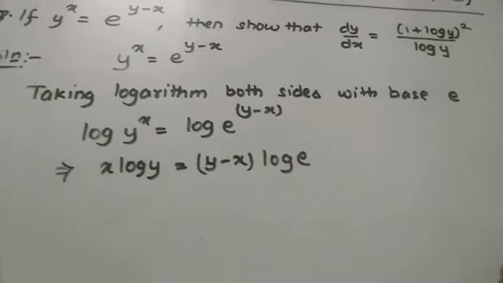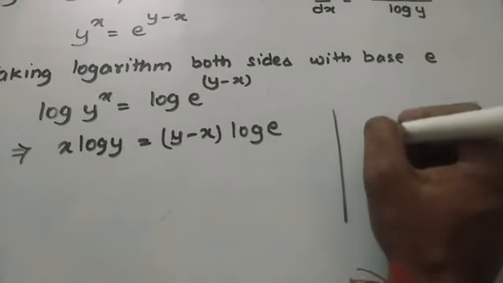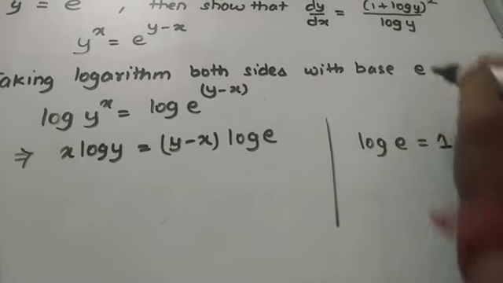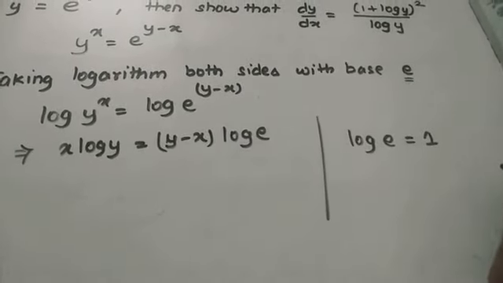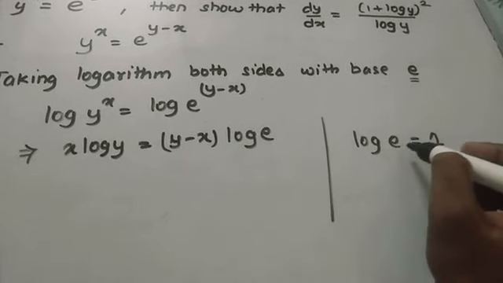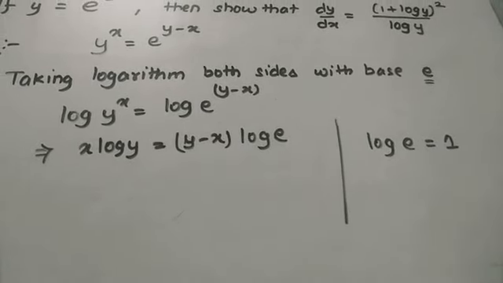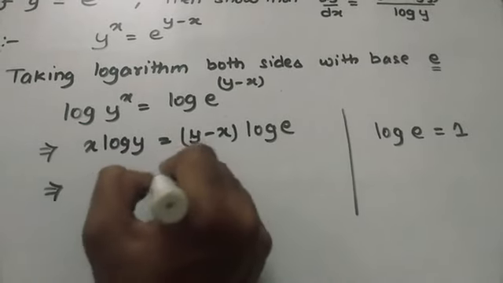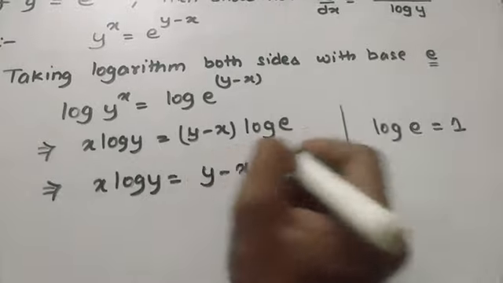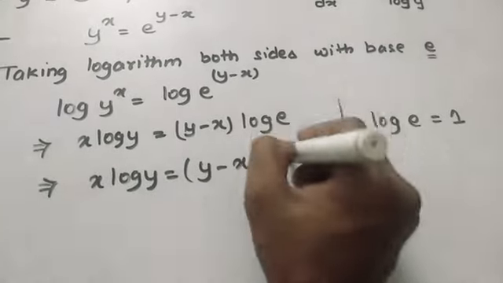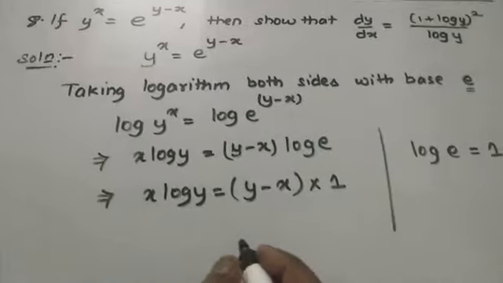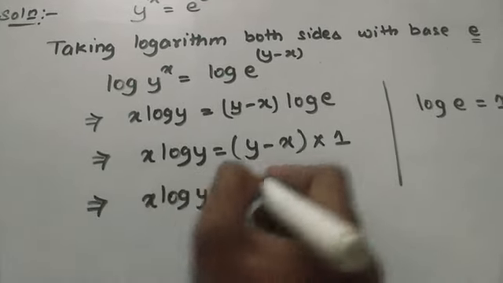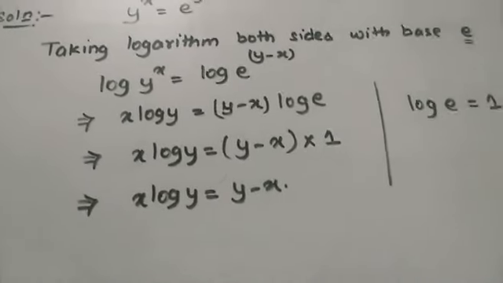Now one thing you must remember is that the value of log e is always 1, because we have taken the log with respect to base e. So we'll include that value here: x log y equals (y minus x) into log e, whose value is 1. So finally we get x log y equals y minus x. Clear?